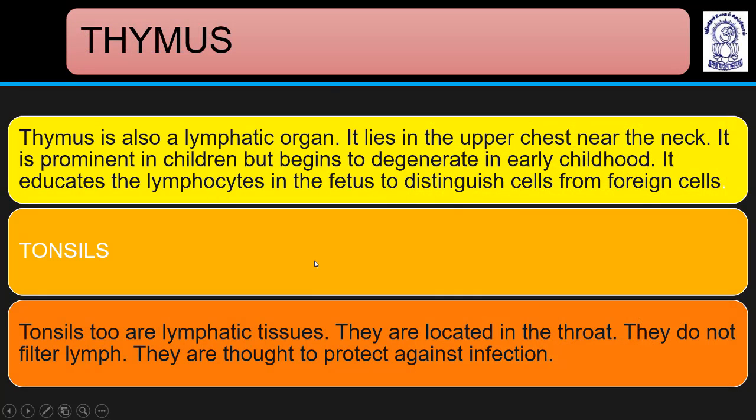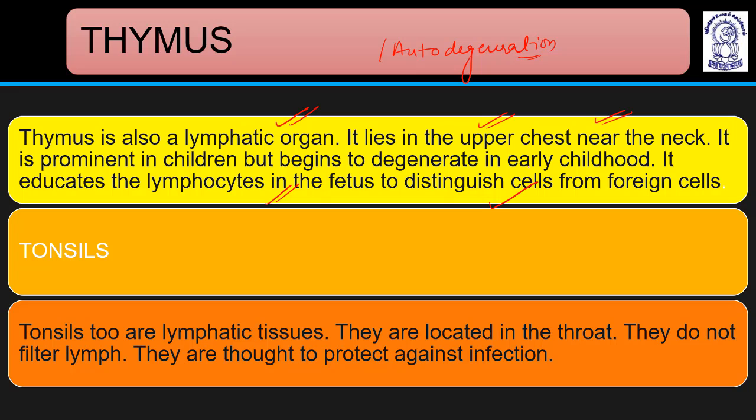Thymus. Thymus is also a lymphatic organ. It lies in the upper chest region near the neck. It is prominent in children but undergoes auto degeneration in the early childhood. It educates the lymphocytes in the fetus to distinguish cells from foreign cells.